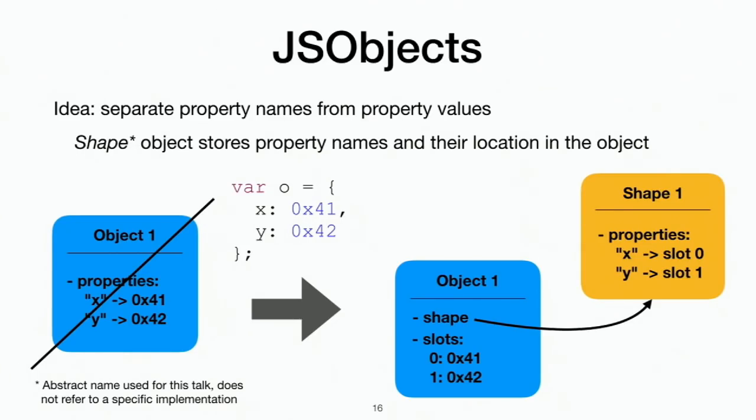And these integers are being used as indices into basically a dynamically sized array of values associated with every object. Okay? So let's say you wanted to look up the property x on this object. What you would do is first go to the shape. Then you could see that property x is stored at slot 0. Then you go back to the object, go to the slots array, and then you find the value 41. So that's how it works.